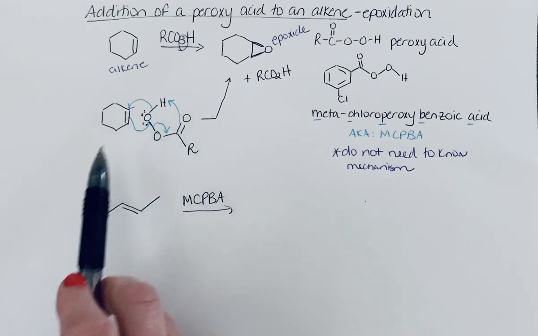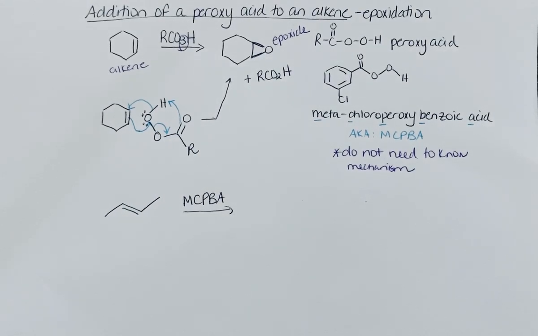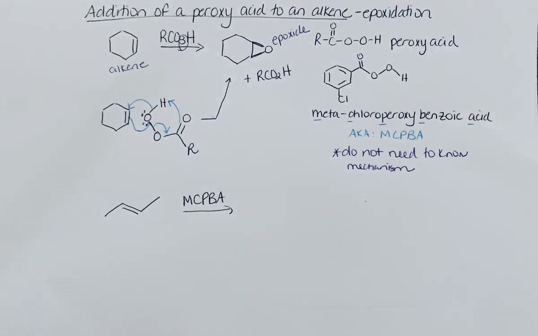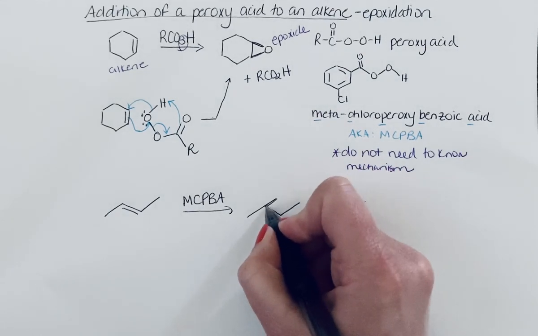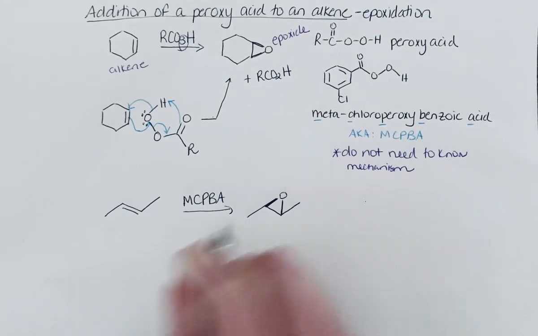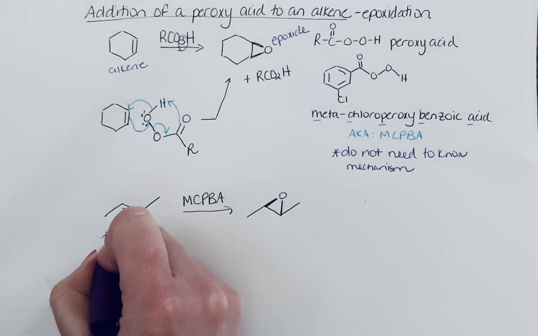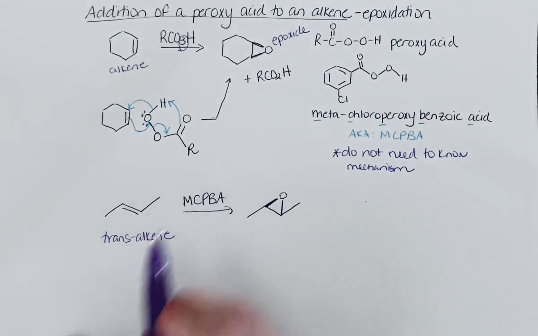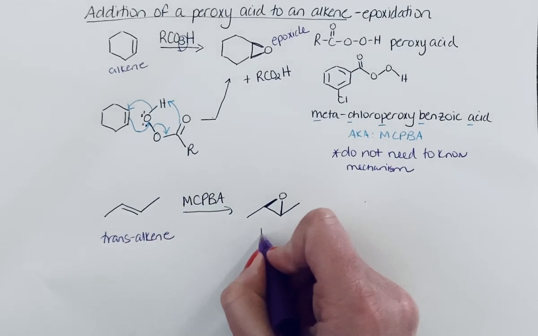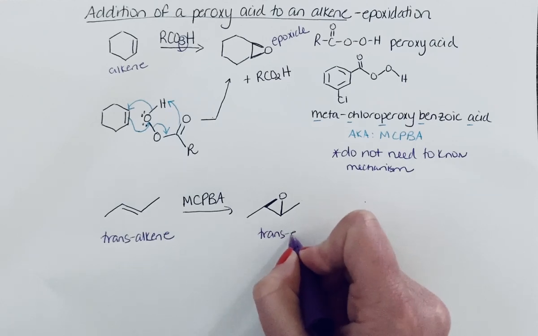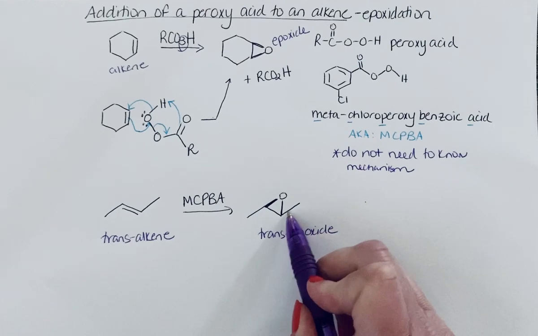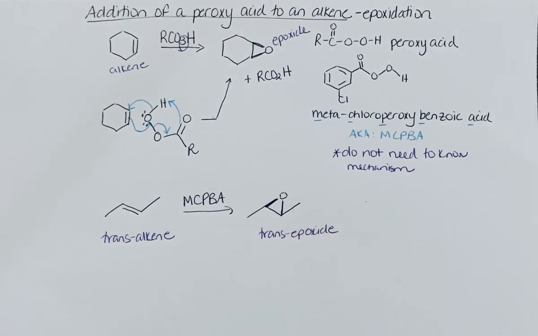Because this is a concerted mechanism, there's no time for any bonds to move around. So notice that these two alkyl groups are trans to each other. When we draw the product, they're still going to be trans to each other. So if we start this reaction with a trans alkene, reacting it with a peroxy acid, the product will be a trans epoxide. All right, so still trans because we have one group sticking up and one group sticking down.